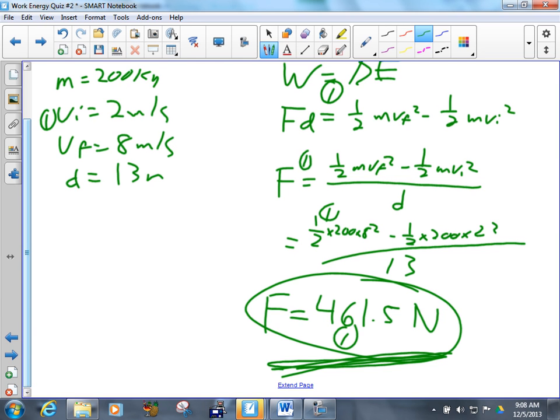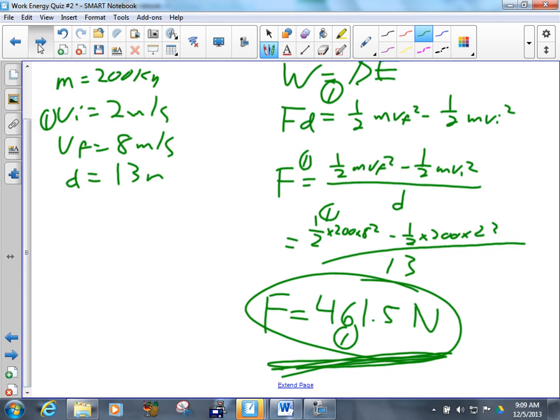It works for mgh, right? We could do that for m times g times h minus m times g times h, because h isn't squared. If you wanted to do that subtraction with speeds, you would have to go 8 squared minus 2 squared and then plug it in. Then you could go 1/2 m times whatever 8 squared minus 2 squared is, 60, I guess. Does that make sense? Any other questions on that one?